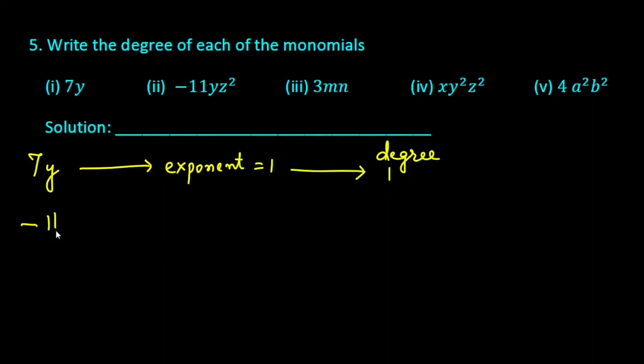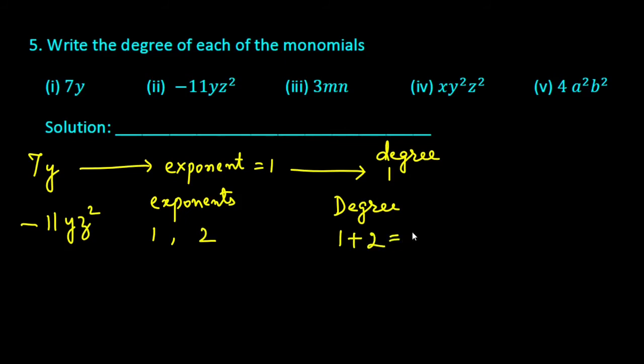Second one, minus 11yz square. What are the exponents? Exponent of y is 1. Exponent of z is 2. So what is the degree? Degree is the sum of the exponents. So the degree is 1 plus 2, that is 3. Degree of this monomial is 3.